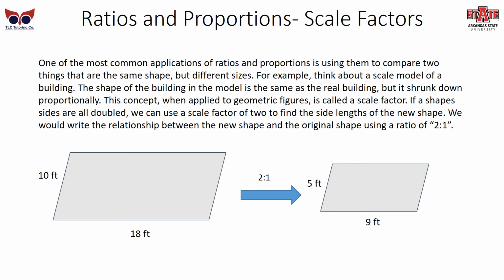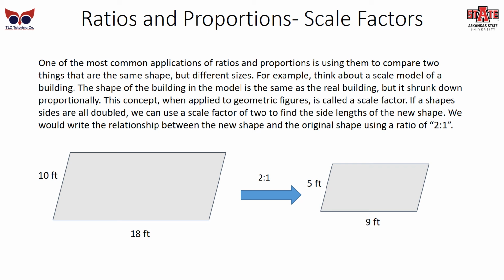Now, one of the most common applications for ratios and proportions is using them to compare two things that are the same shape but different sizes. So think about a scale model of a building. You have the shape of the building and it's the same shape as the real building, but it's shrunk down, right? This is usually called a scale factor if you're talking geometric figures.